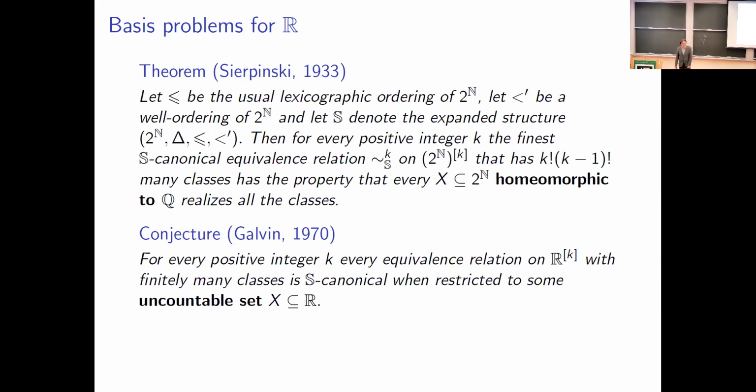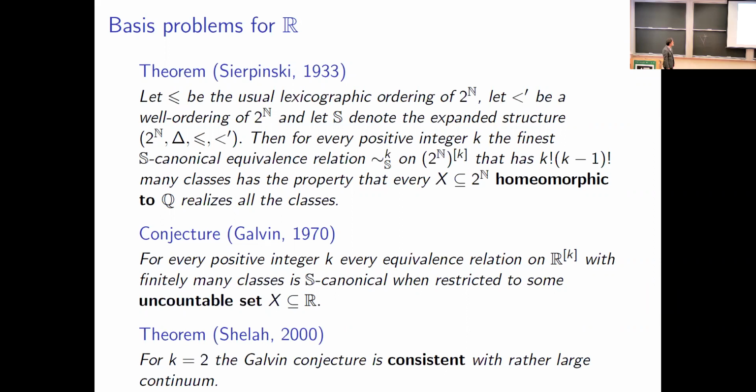And in fact, in one of the places, he of course noticed that this contradicts the continuum hypothesis, but he was hoping that the continuum can be Aleph 2, that this conjecture doesn't rule out. What "canonical" means is that basically every relation can be described using these relations: metric, well-ordering, and the usual ordering. And this is actually consistent for k equal 2, unfortunately with a very large continuum.